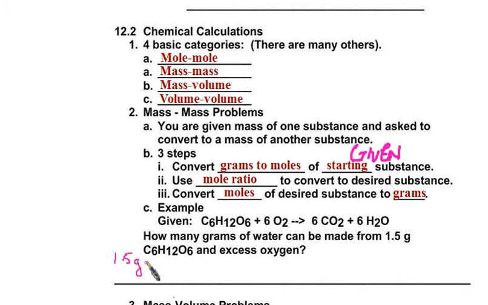1.5 grams of glucose. All right, and the first step is to convert grams to moles of the given substance. Well, to do that, we illustrated that it was going to be dividing by the molar mass, and so the molar mass is going to go on the bottom.